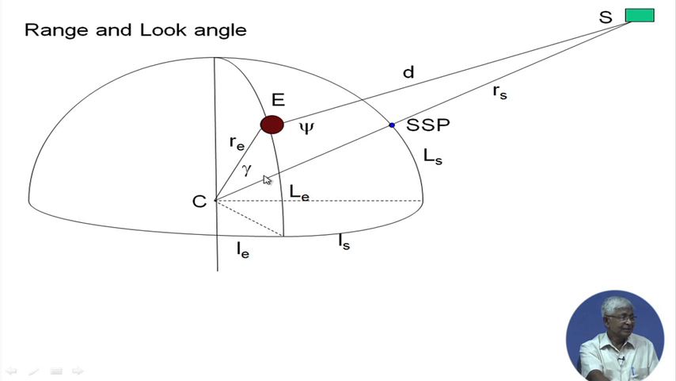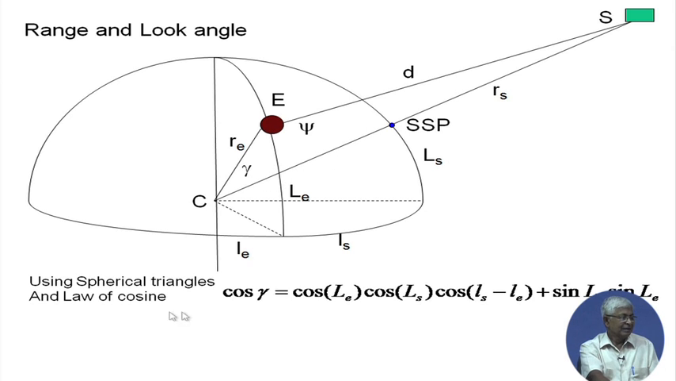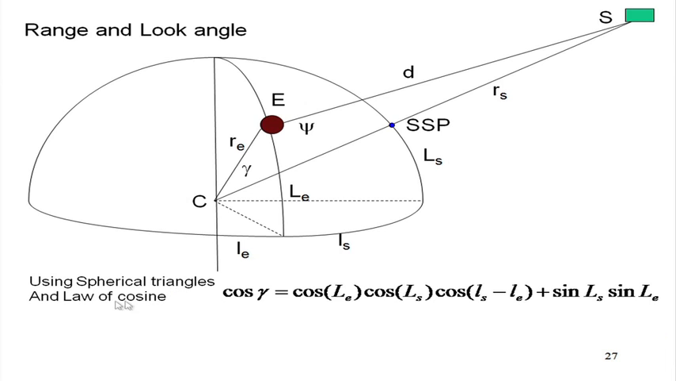Now, again in terms of latitude and longitude, using the same triangle, a spherical triangle and the law of cosines, straightaway I am giving the expression. The derivations are available in the books. It will take time if we go on explaining the derivation. You can remember cos of gamma in terms of latitude and longitude of earth station and satellite. The subscripts indicate: E is earth station, S is satellite, capital L for latitude, small l for longitude.